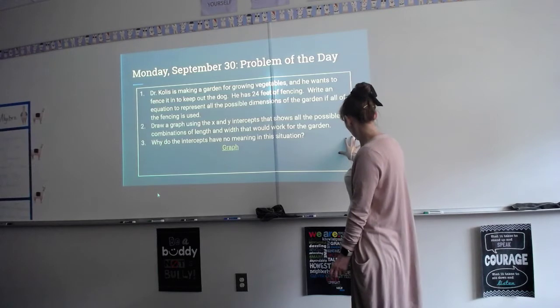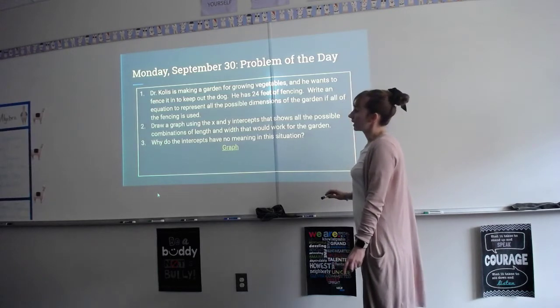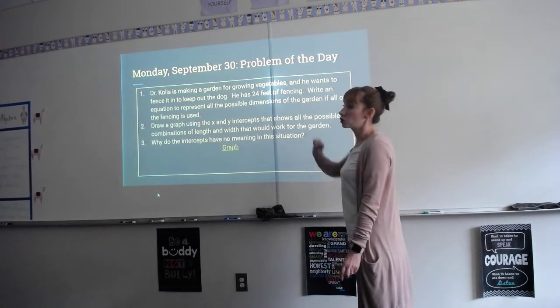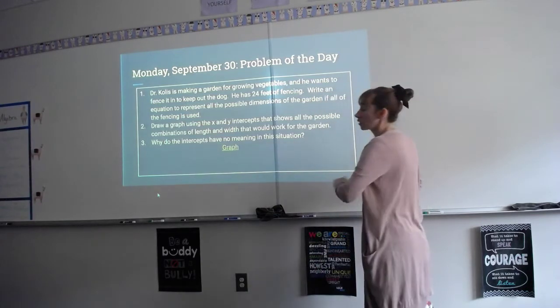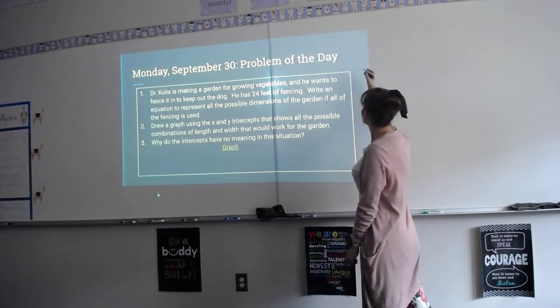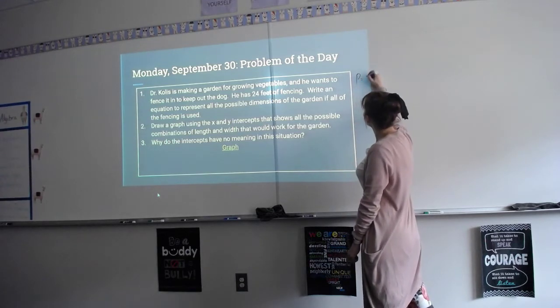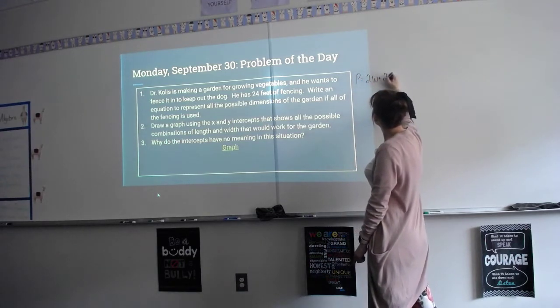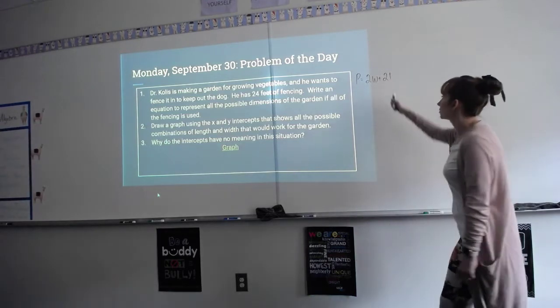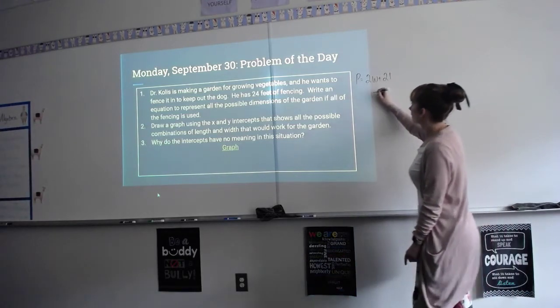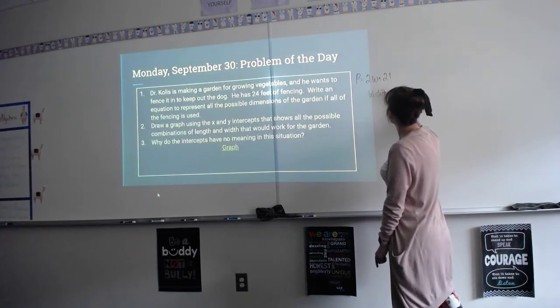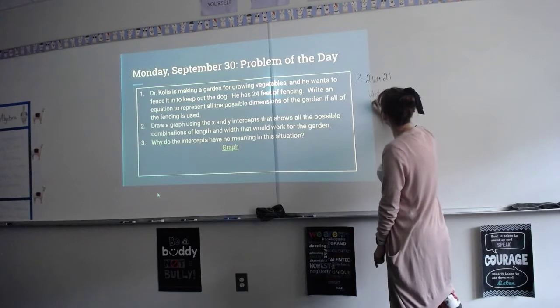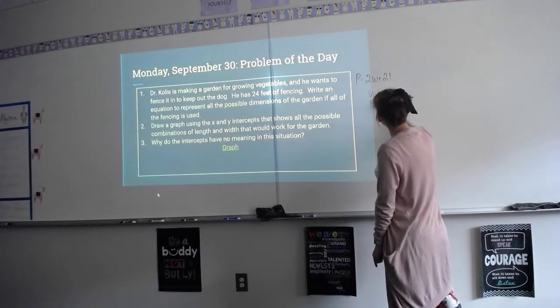is used. So in order to find how much fencing we're going to use, remember this is going to be perimeter, because it's all the way around. Perimeter equals 2W plus 2L, so 2 of the width plus 2 of the length. For this one, I'm going to make my width equal X, and my length is going to equal Y.